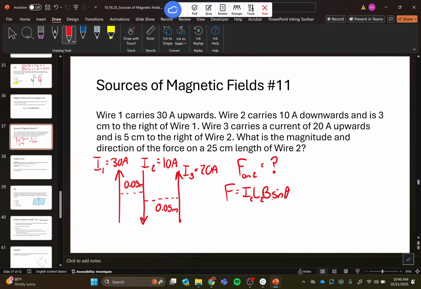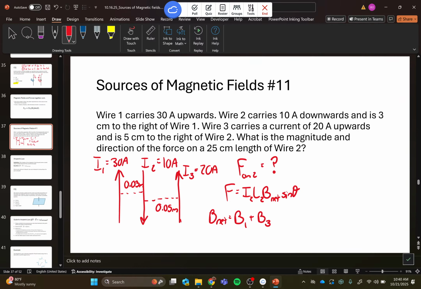So now we just got to figure out B, and we're going to call this B net. Why are we going to call it B net? Because it's the magnetic field where it's located, the magnetic field on this line. What's causing that magnetic field? Wire 1 and wire 3. So B net is going to equal the field due to wire 1 plus the field due to wire 3.